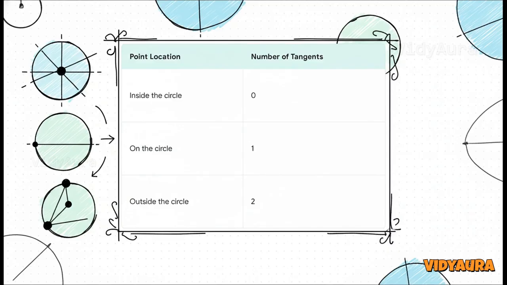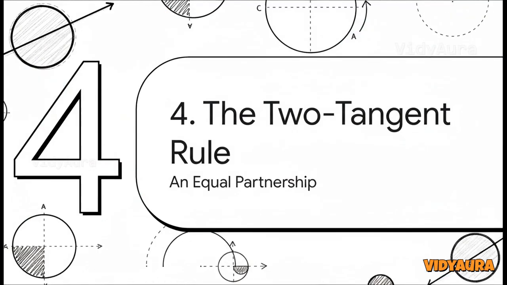What if the point is on the circle? Then you can draw exactly one tangent right through that point. And finally, the interesting one, if your point is outside the circle, you can actually draw two tangents from it. So the answers are 0, 1, or 2. Okay, so let's zoom in on that last case, the one where our point is outside the circle and we can draw two tangents, because this situation leads us to our second big rule for today.